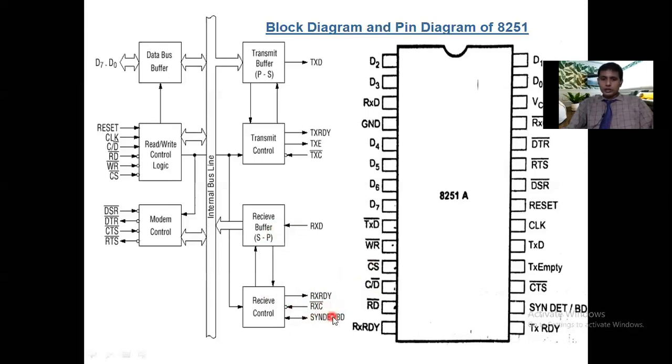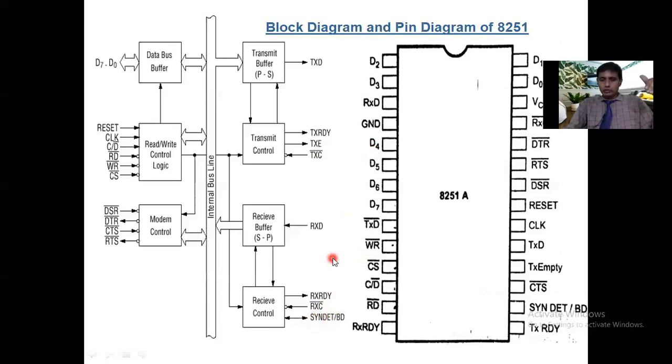Now the synchronous detect or baud rate pin. For example, this pin is connected to the common clock of TX. For example, TXC bar and RXC bar are both connected to the same clock pin. Then the synchronous detector indicates that they are synchronizing.